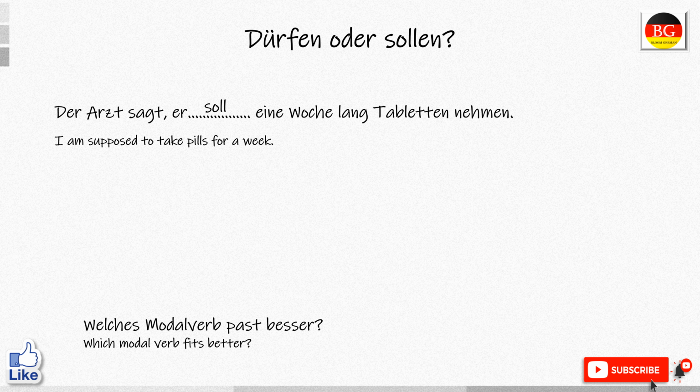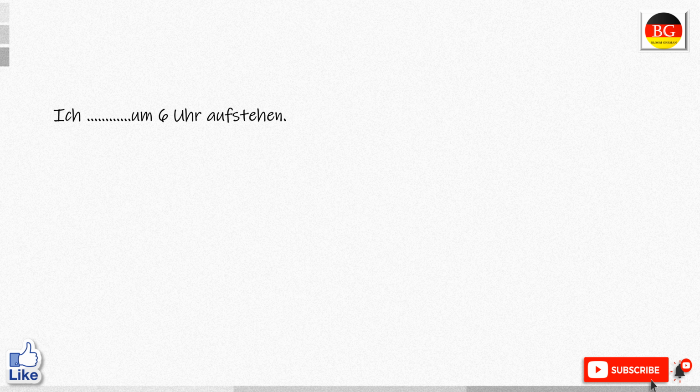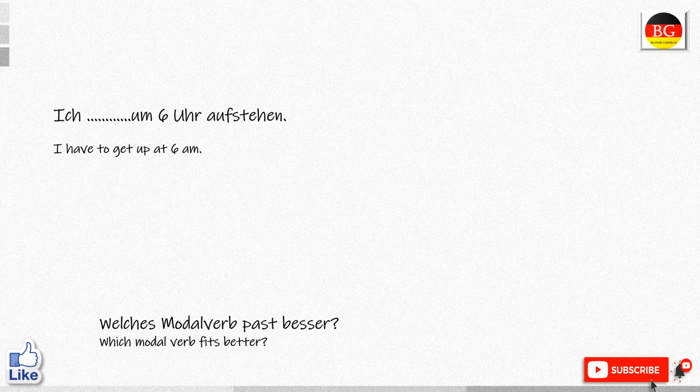Let's see another question. Time for the second question. Ich um 6 Uhr aufstehen. I have to get up at 6 a.m. Welches Modalverb passt besser? Müssen oder wollen? Ja, richtig. For have to, we have to use müssen. We cannot use wollen because wollen bedeutet to want. Okay, so the answer is ich muss um 6 Uhr aufstehen.